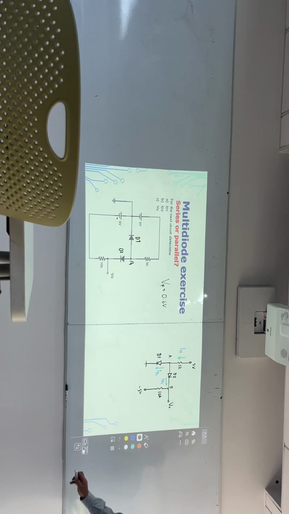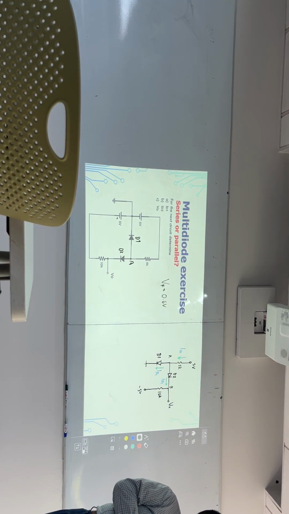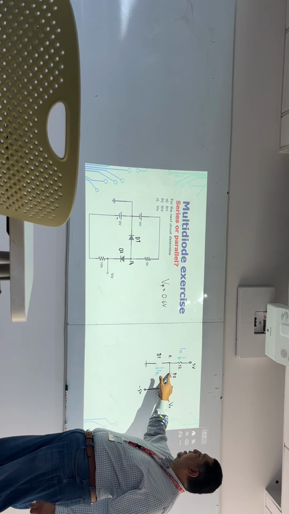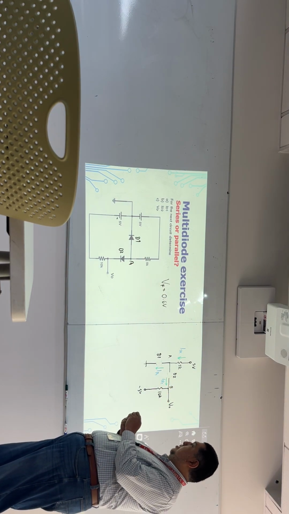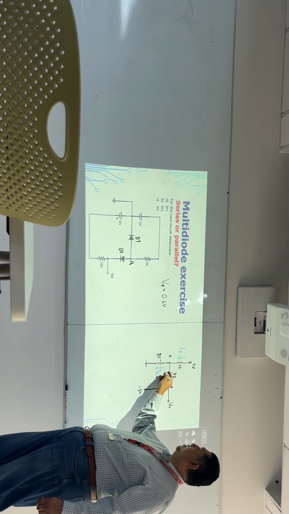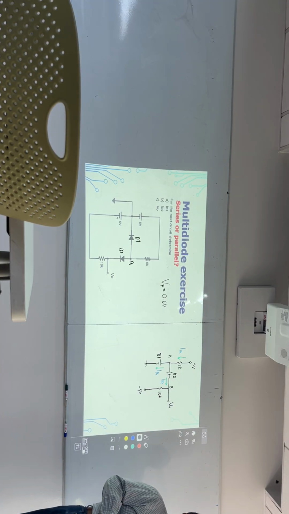Okay, again, what do you think? I am going to assume that all the diodes are actually on, so all of them are forward biased, okay? That's our first assumption. Now, if that happens, then I can replace each one of them with the simplified equivalent, like this. This simplified equivalent will be 0.6, since the problem is telling us to use 0.6 volts.